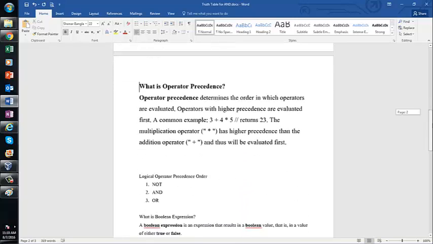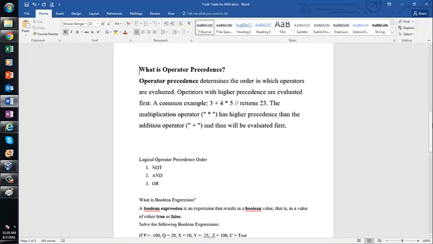Can anyone read it? Can anyone read it loudly for me? Someone please read it loudly for me.